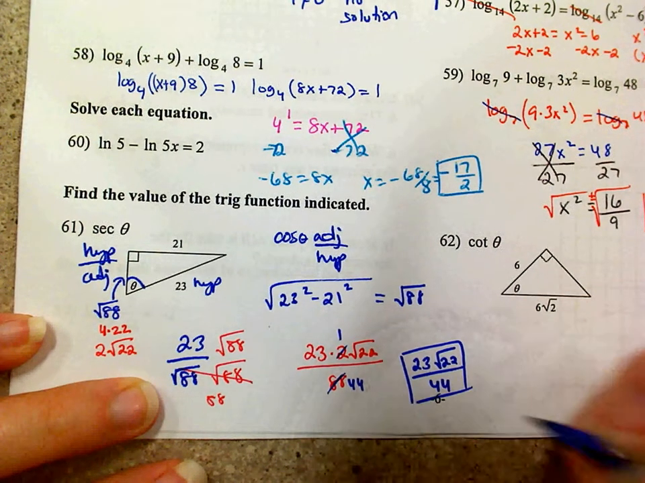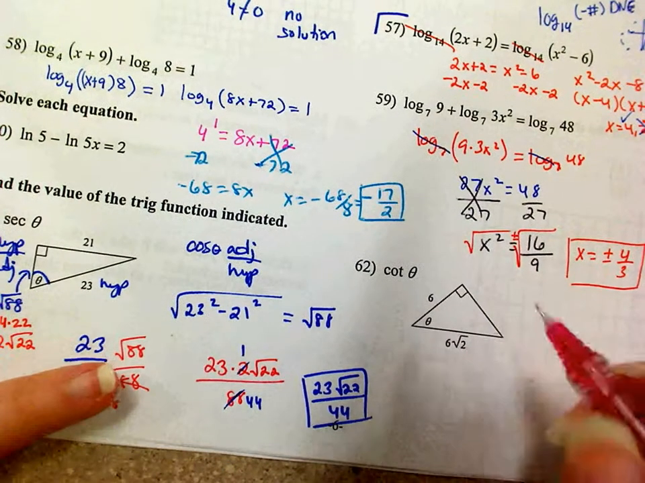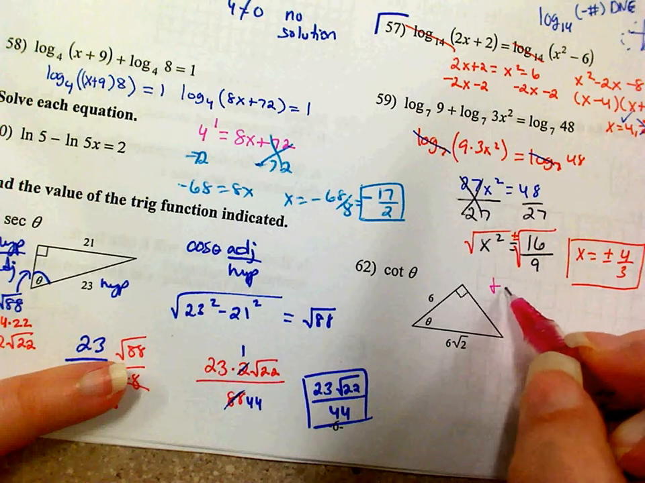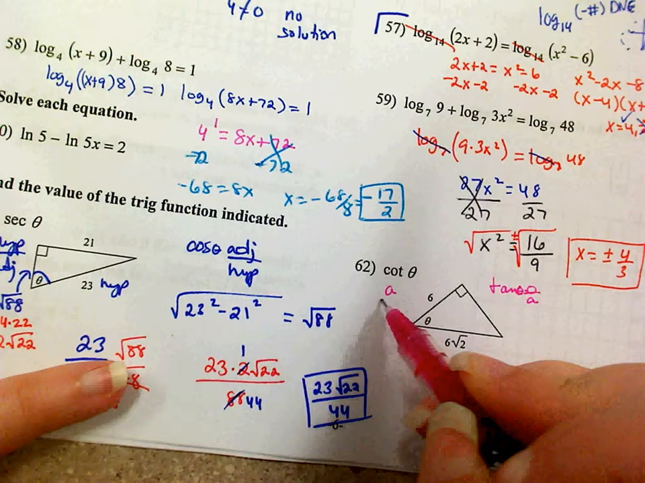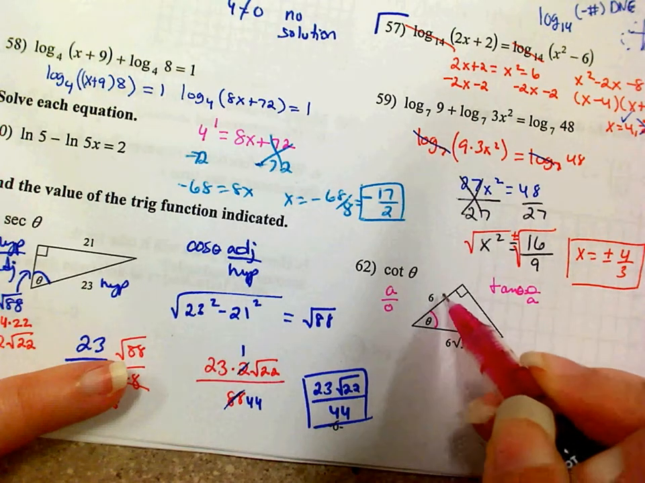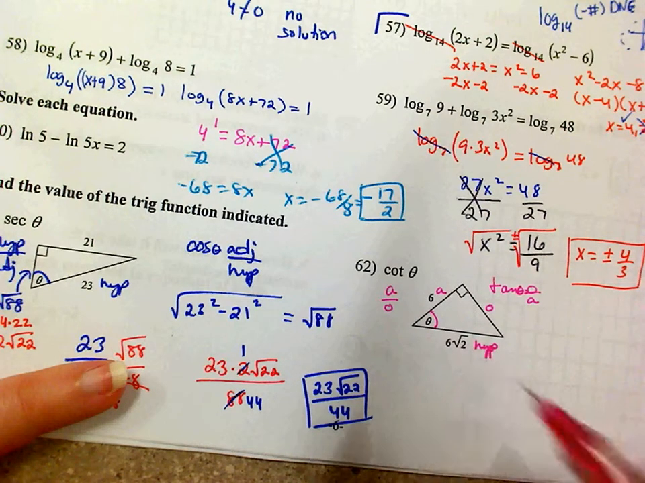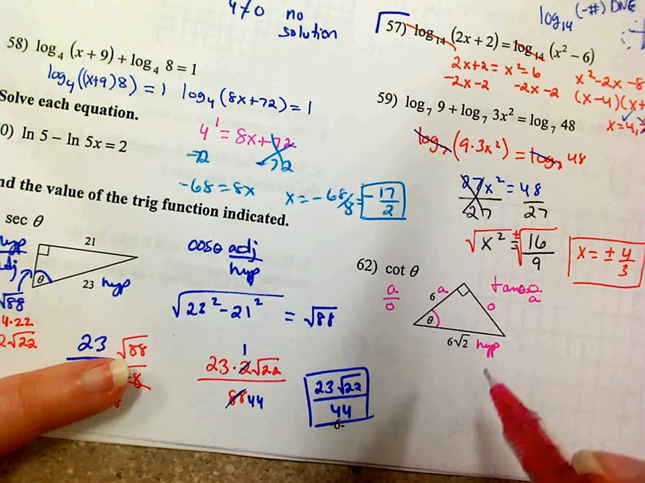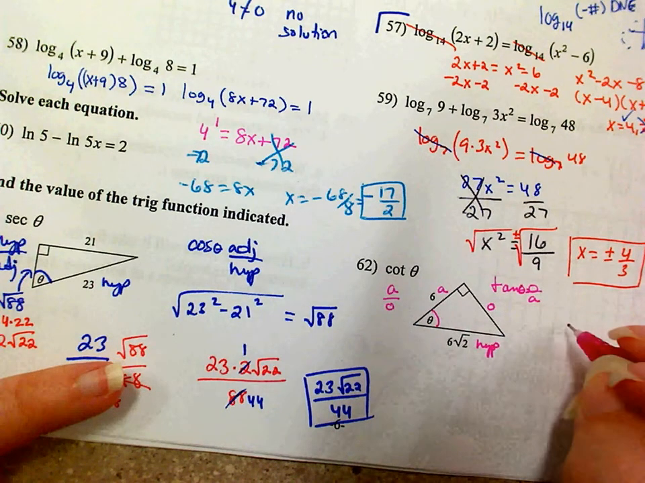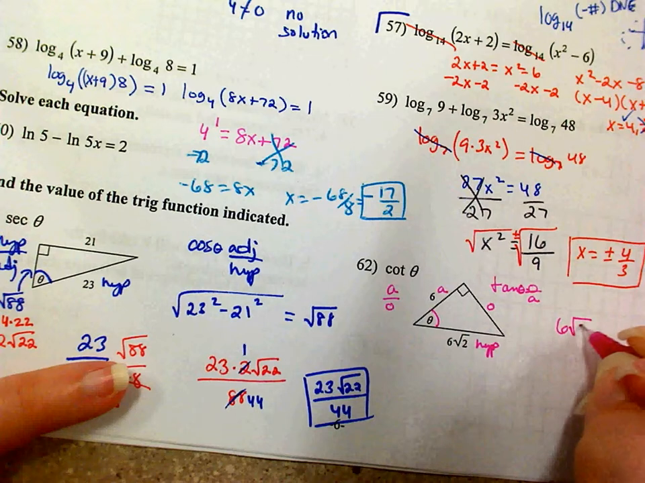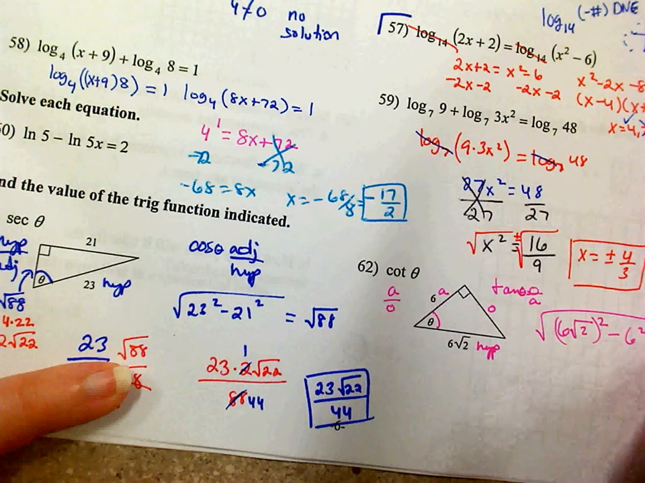Now, cotangent is the reciprocal of tangent, and if tangent is opposite over adjacent, then this is adjacent over opposite. So this is adjacent, I need opposite, I've got hypotenuse, right? Now, I know the hypotenuse is the square root of 6 squared times 2. Let's go ahead and do hypotenuse squared minus side squared, and then take the square root, and that equals the other side, in this case, O, or opposite.